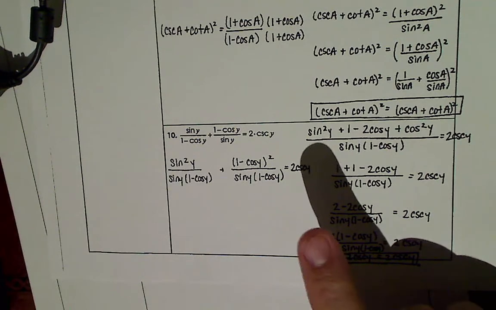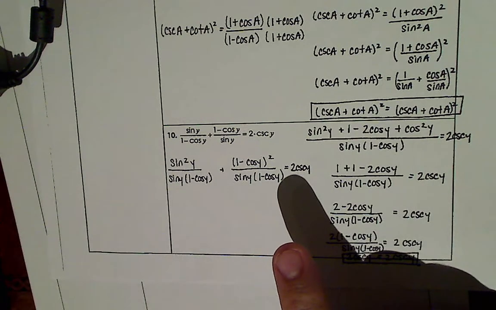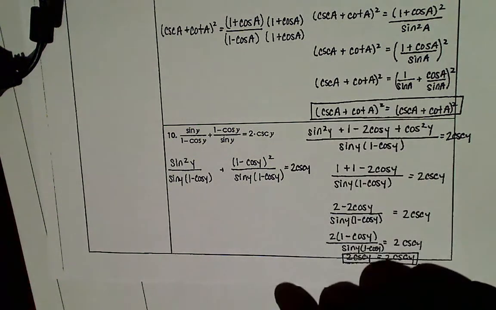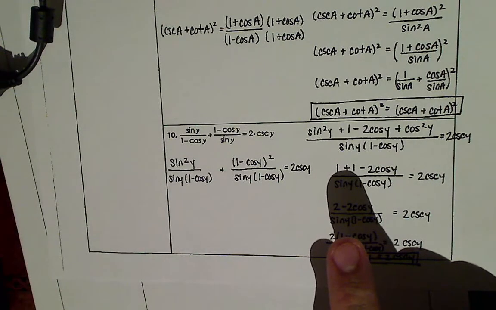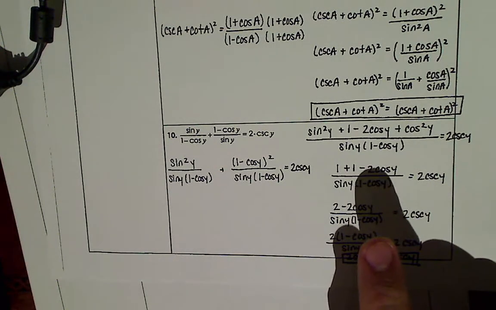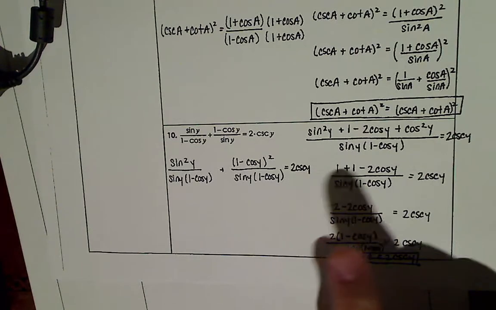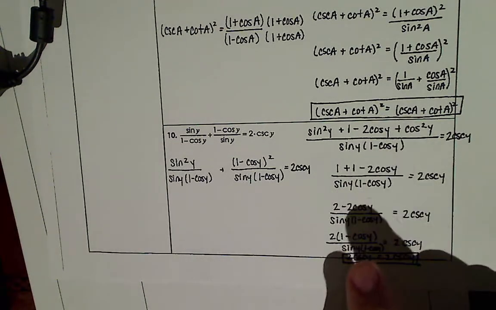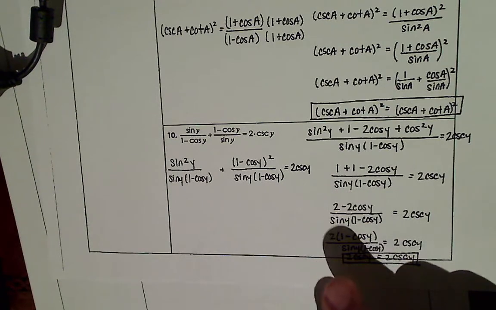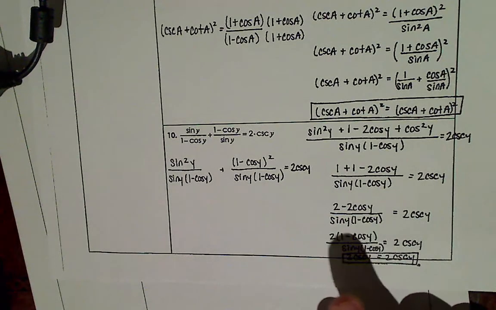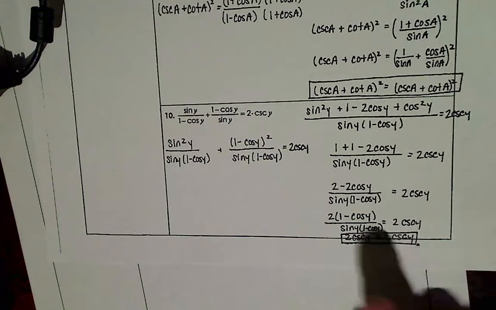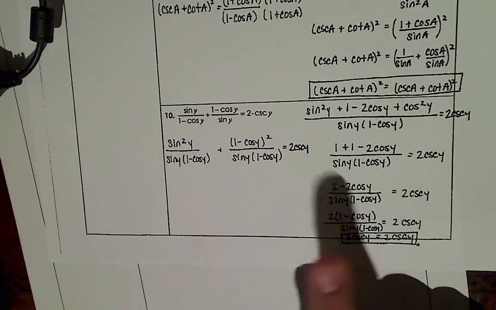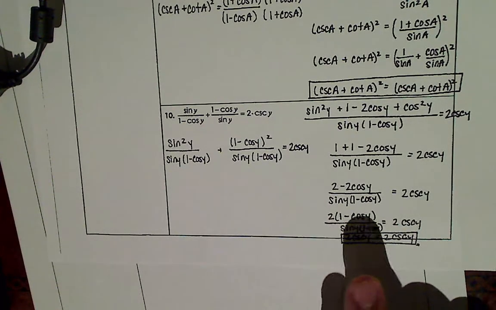And the reason why I know I have to do this is because right here there's a 2 cosecant. I've got to get 2 somehow. 1 plus 1 is 2. There's another 2 sitting here also. So there's a possibility that this is going to be this 2 cosecant. Anyway, so I end up with 2 minus 2 cosine y over this. Then I'm able to GCF or factor out this 2 here to make it 1 minus cosine.